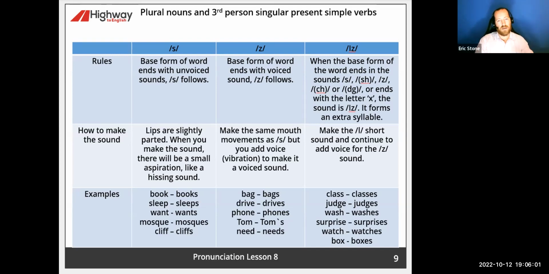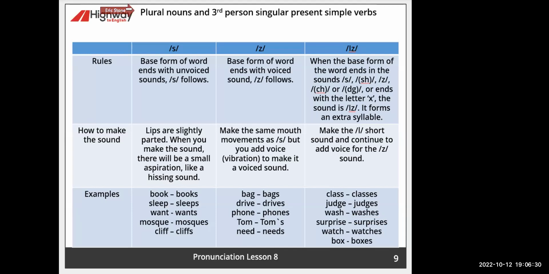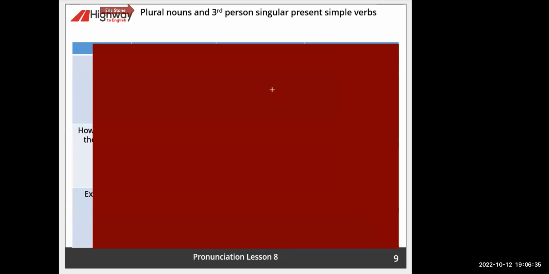Today we're going to practice a different type of ending, something you put on the end of the words, and this is about the letter S. A lot of students have trouble using this letter and saying it correctly. If you'll notice down here, you have many examples with S. So we're going to be practicing how to make this S sound at the end of the words. Please begin at the top. Plural nouns and third person singular present simple verbs.